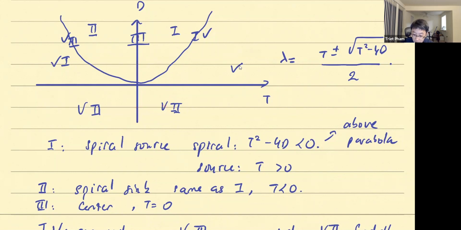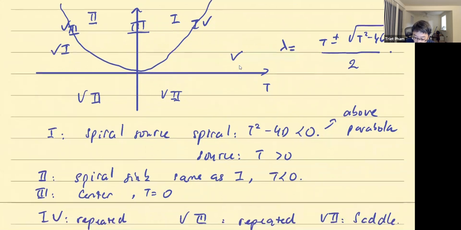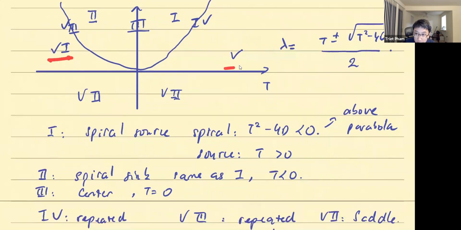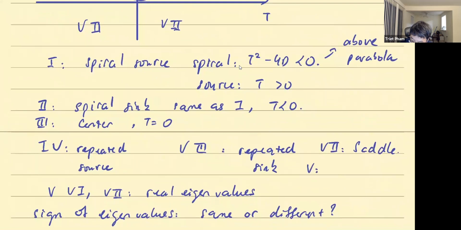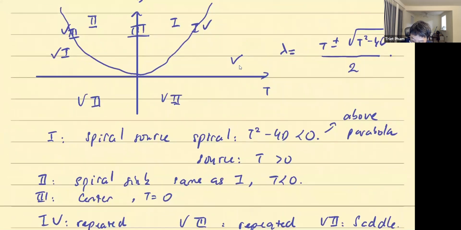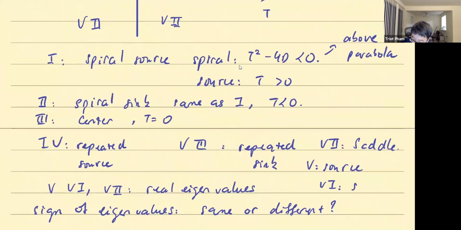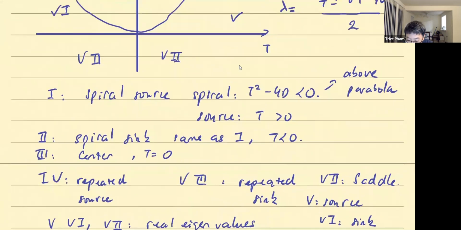But that leaves you with 5 and 6, and you know that they have the same sign. If t is positive, then for sure one of the eigenvalues is positive. Then clearly the other one also is positive because you know they have the same sign. So 5 is source and 6 is sink. Any question?